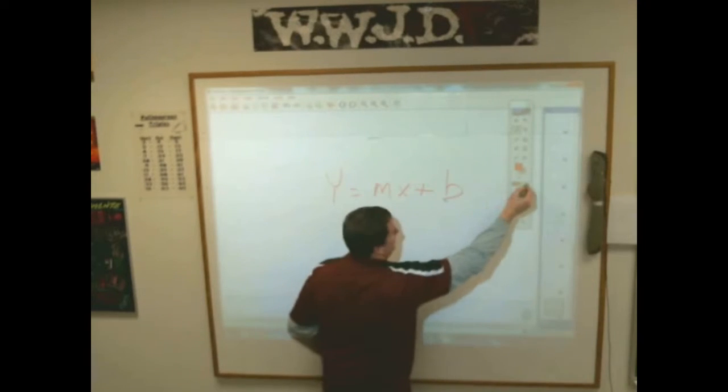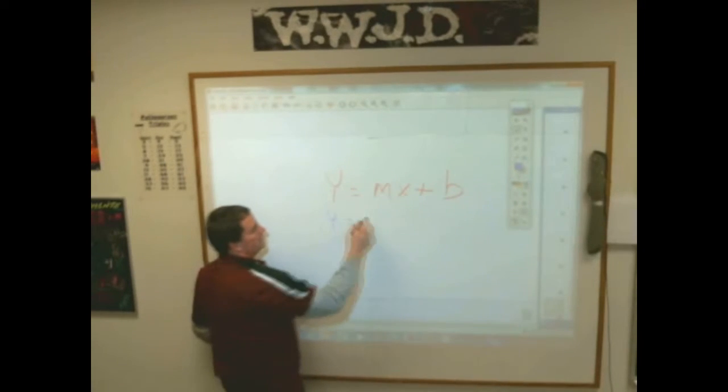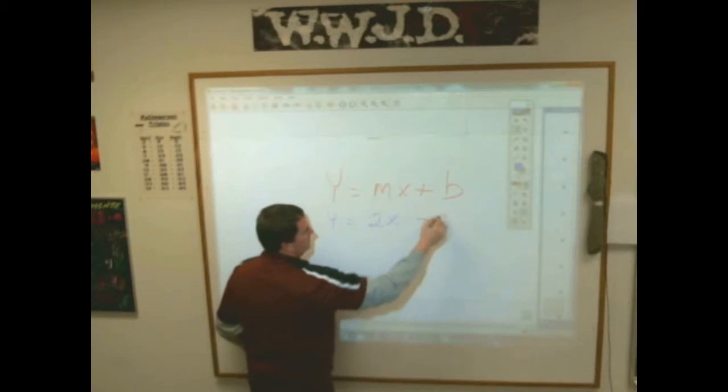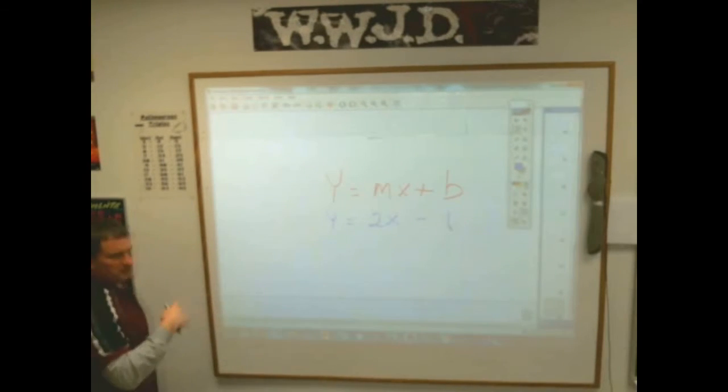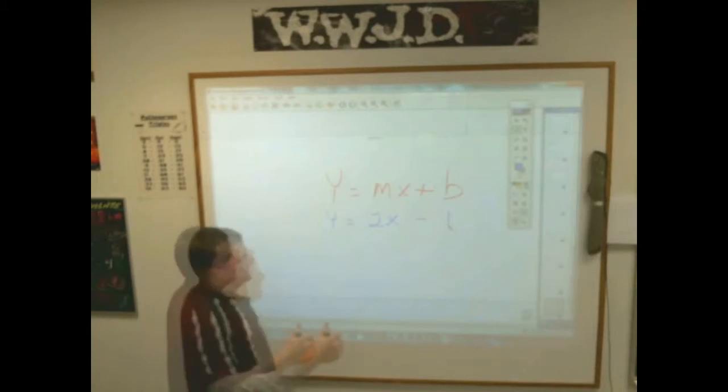And I'm going to rewrite that equation. The equation I gave you was y equals 2x minus 1, right? That was the one we just did. Okay? I'll get yours in a second here.